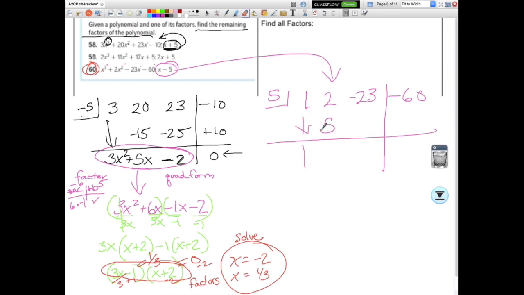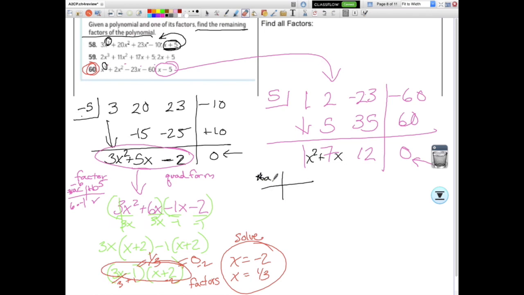I'm going to drop the 1. 1 times 5 is 5. 2 plus 5 is 7. 5 times 7 is 35. And 35 minus 23 is going to give me 12. 12 times 5 is 60, and 60 plus -60 is nothing. Again, because I got 0 as my remainder, I know that this is a factor. It divided nicely. It was a 3rd degree, so I'm going to put an x squared plus x.